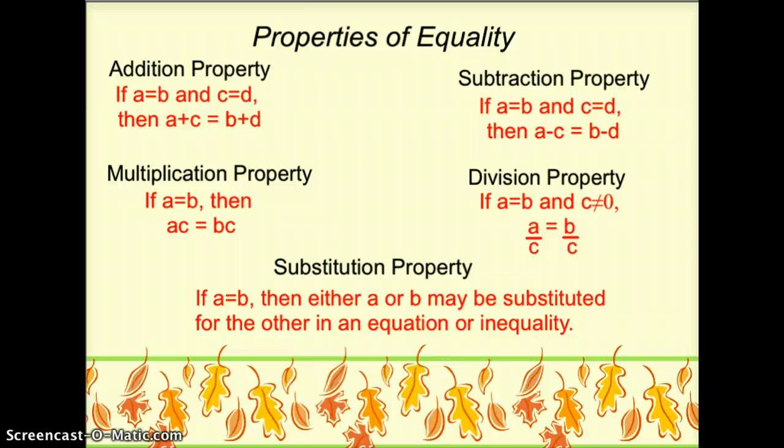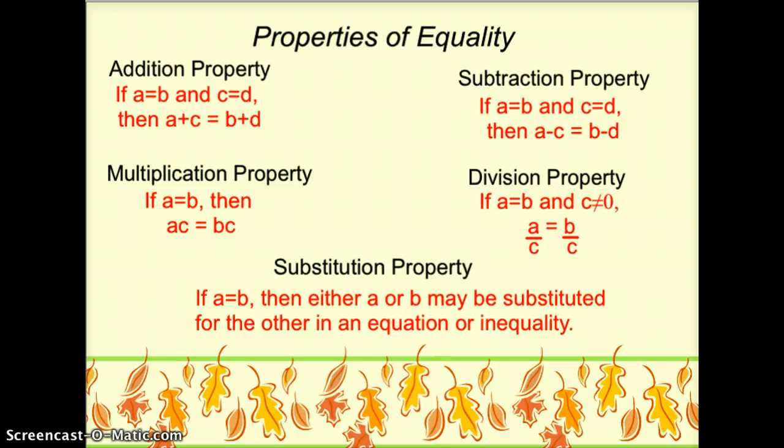Addition property. If A equals B and C equals D, then A plus C equals B plus D. Subtraction property. If you have two numbers that are equal and two additional numbers that are equal, when you subtract them, they become equal. Multiplication property. If A is equal to B, then if you multiply A by a number and B by the same number, those two will still be equal.